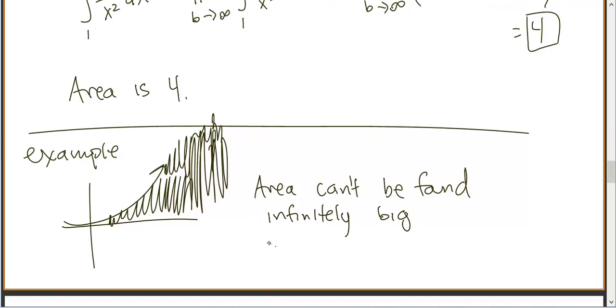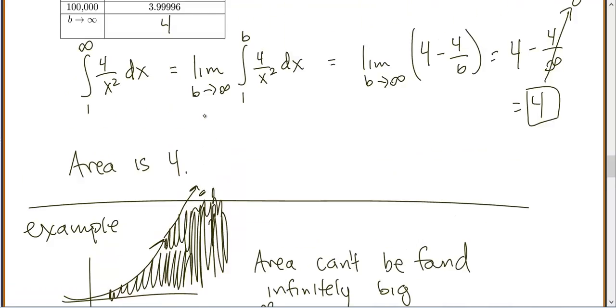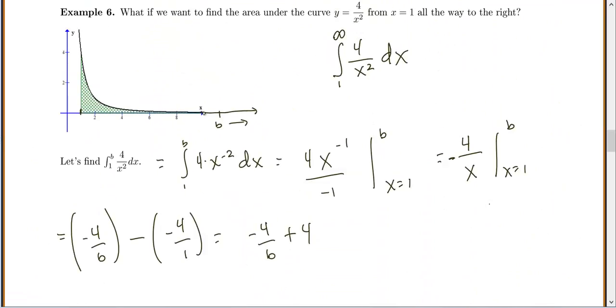So this could be like the integral from 1 to infinity of e to the x dx. That one would be infinitely big. You wouldn't be able to actually find the area because it's never going to stop. It's just going to keep getting bigger and bigger. Whereas up here, notice the line function came down, and the area gets smaller and smaller, so you can actually find this total area.